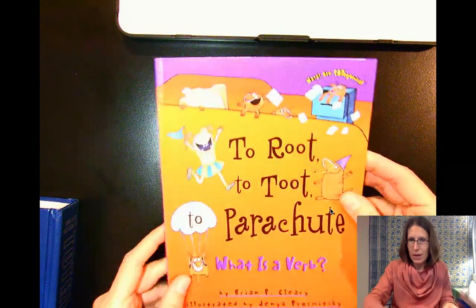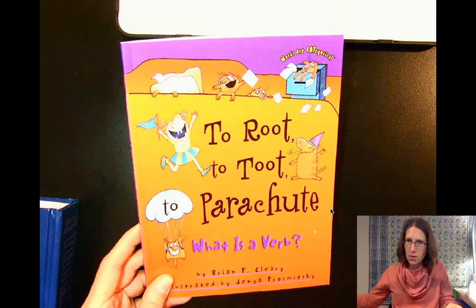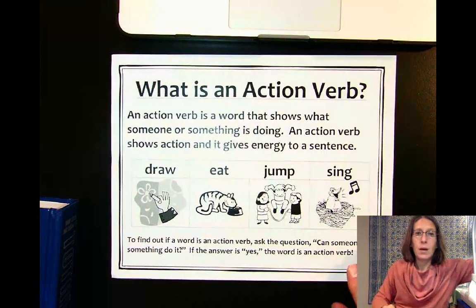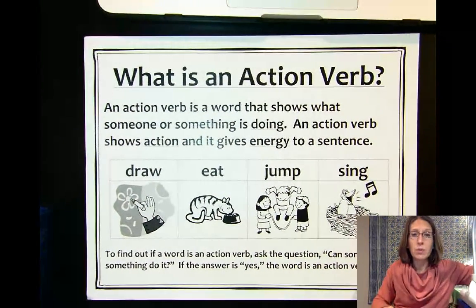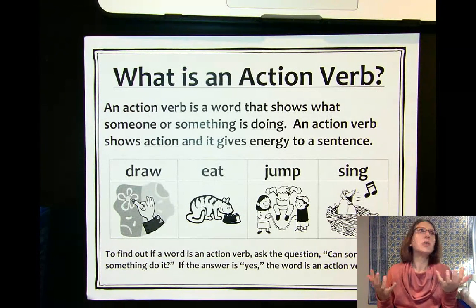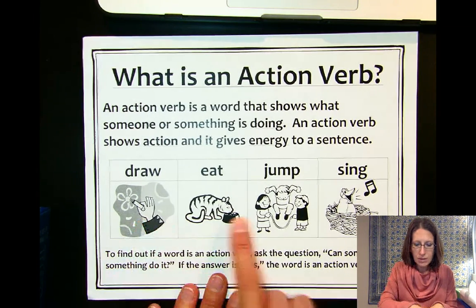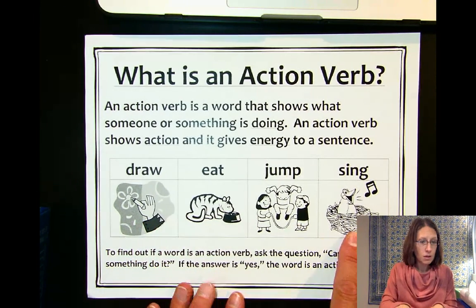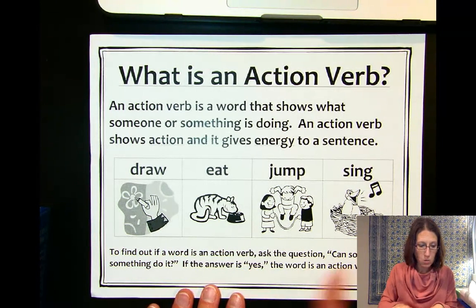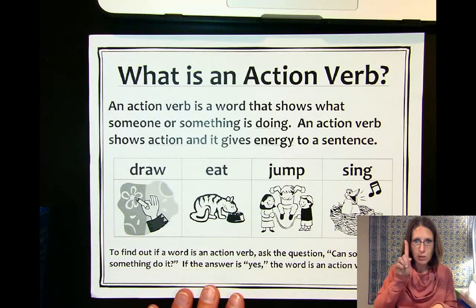So second graders, that is our story to root, to toot, to parachute. What is a verb? So today we have learned that a verb, an action verb, is a word that shows what someone or something is doing. An action verb shows action and gives energy to a sentence. So here's some examples. Draw, eat, jump, sing. To find out if a word is an action verb, ask the question, can someone or something do it? If the answer is yes, it's an action verb.